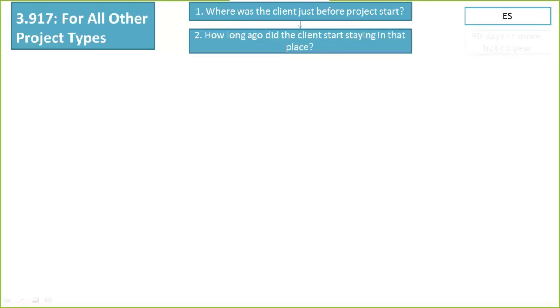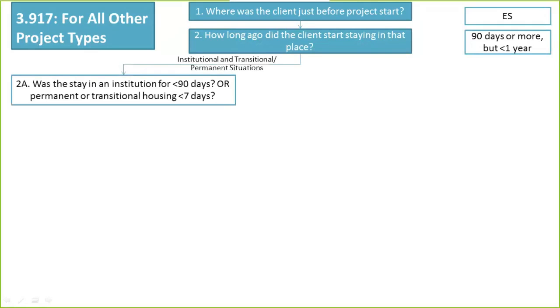The case manager can see his record of his prior stay in an emergency shelter and confirms with John that he did enter the shelter on October 10th of 2017. That was just over 90 days ago, and so the response is 90 days or more, but less than 1 year. He was coming from a homeless situation, that is, the emergency shelter, so we bypass these next questions.